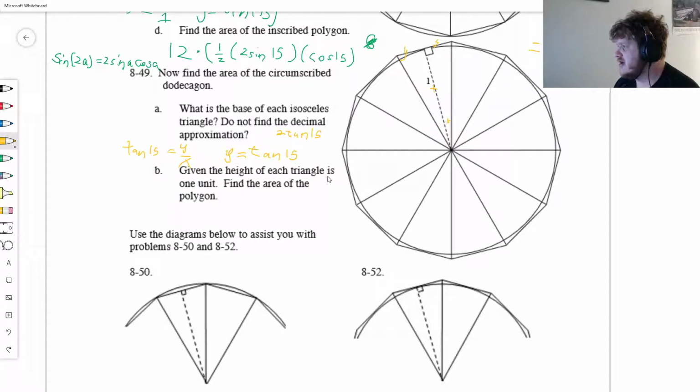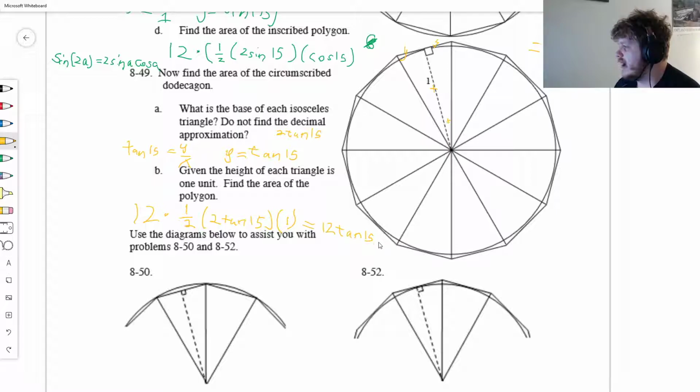So given the height of each triangle is 1 unit, so this right here is 1 unit, find the area of the polygon. Well, we just do the same exact thing. We have 12 triangles, and then we multiply by the area of a triangle, which is 1/2 times the base, which in this case is 2 tan 15, and then times the height, which in this case is just 1. So when we do it all out, we end up with 12 tan 15, because the 1/2 cancels, so you end up with just 12 times tan 15.